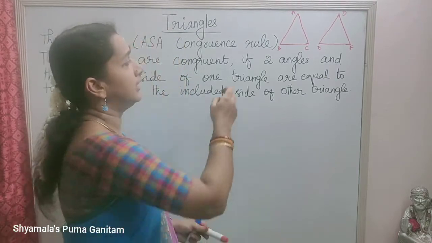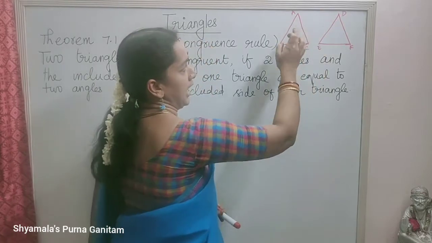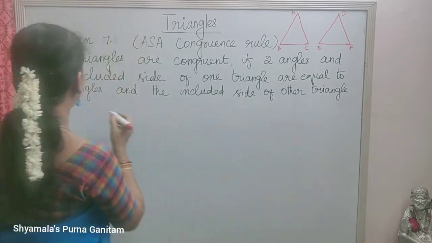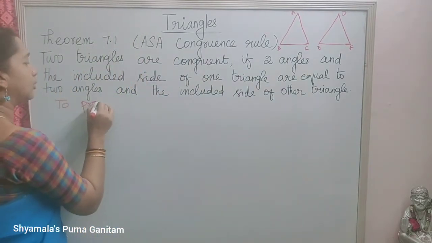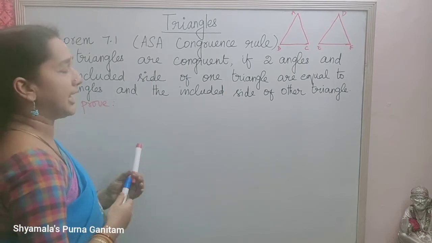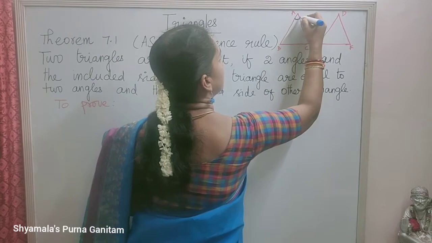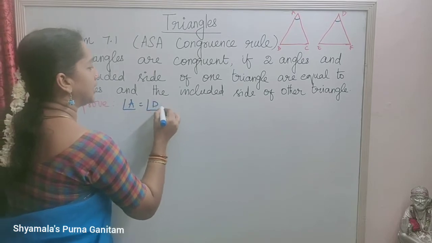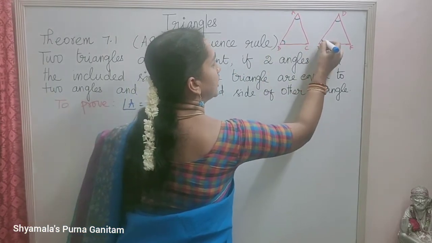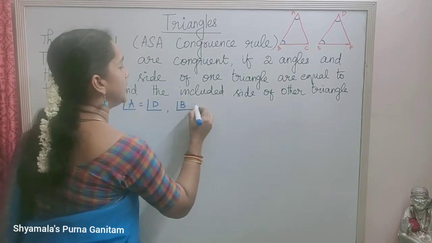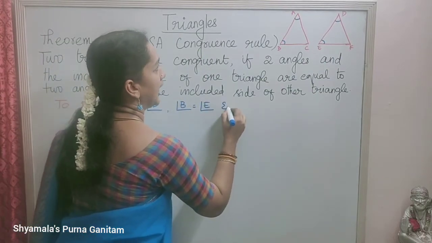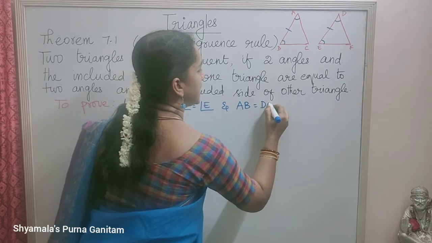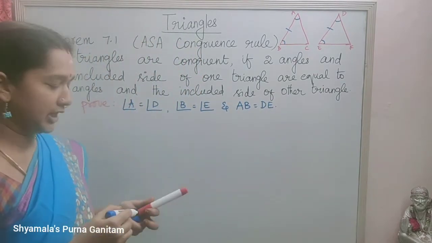We have to prove that angle A is equal to angle D, and angle B is equal to angle E, and AB is equal to DE. This is the thing we are going to prove.